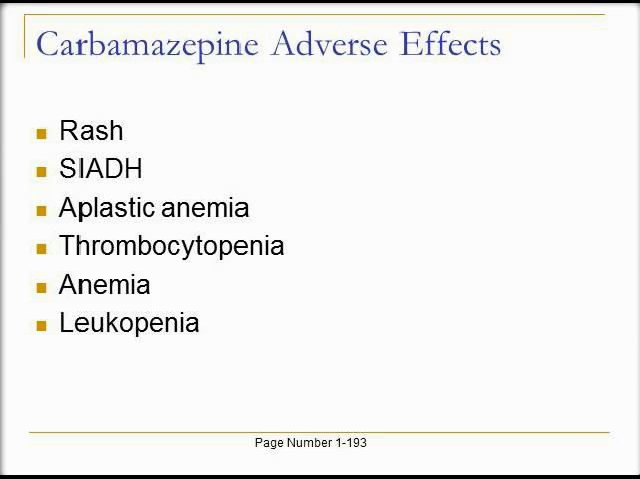Leukopenia. So just to review the carbamazepine adverse effects, I'm assuming you all have seen these before, we're on page 193 down at the bottom if you want to flip back and forth. The adverse effects that we're mainly concerned about with carbamazepine include rash, the syndrome of inappropriate antidiuretic hormone release, and then a bunch of blood dyscrasias, including aplastic anemia, thrombocytopenia, anemia, and leukopenia. One thing to note about the leukopenia is almost everyone who starts on carbamazepine will have a little dip in their white cell count. As long as it's not very low, it's fine, you can just keep going. But you'll almost always see a little bit of a dip there. It's only when it's really low that you need to actually take action.